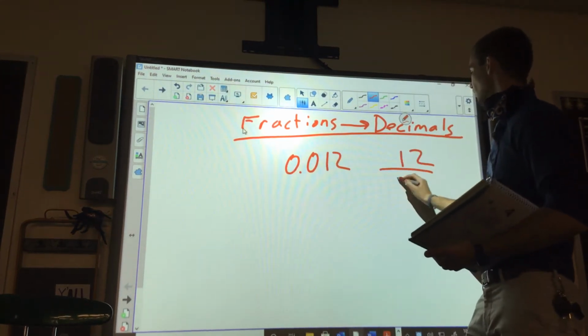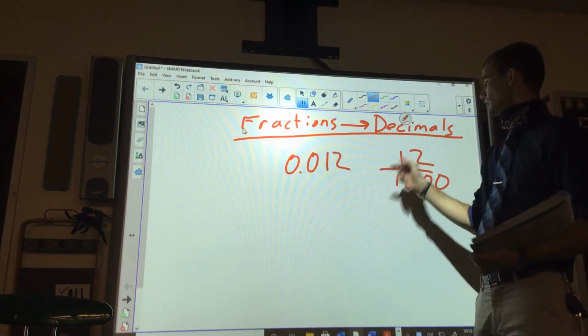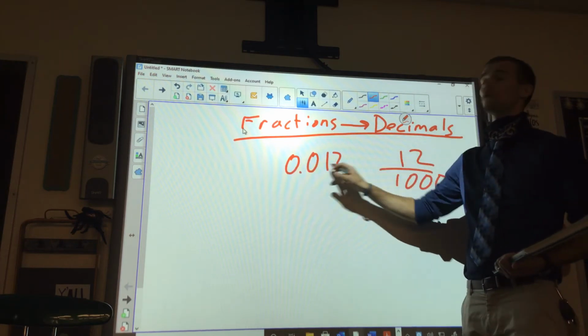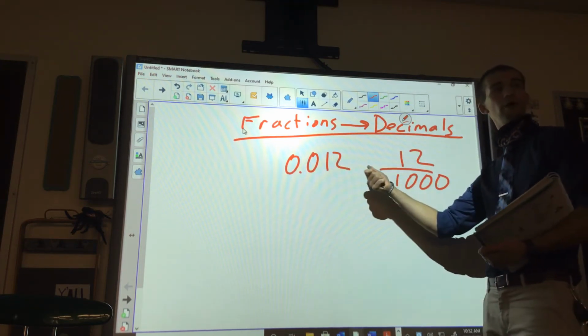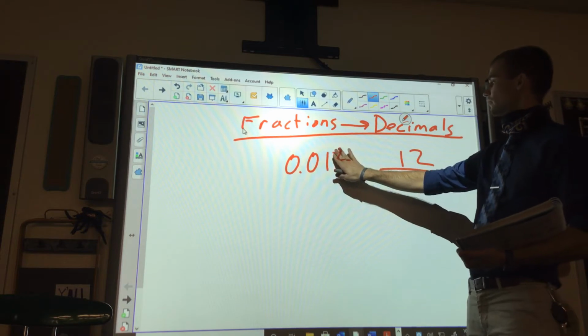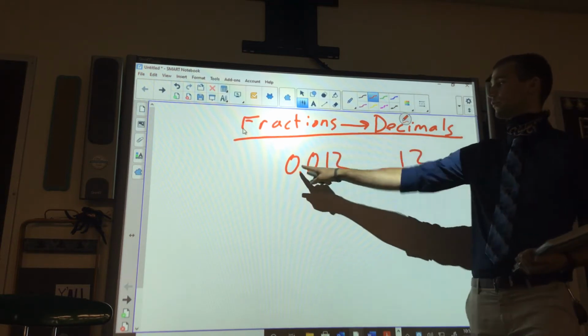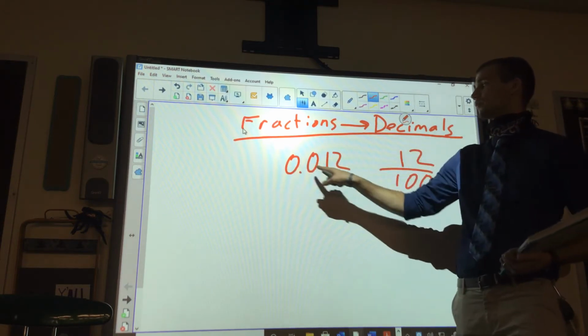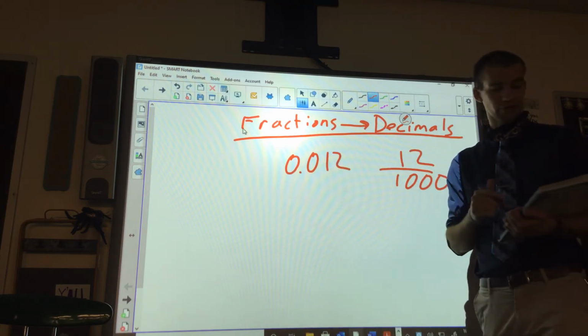So that's going to become 0.012, or 12 thousandths. You've got 12 over 1,000. 12 over 100 would be 0.12, that's hundredths. So 12 over 1,000 is 0.012, 12 thousandths.